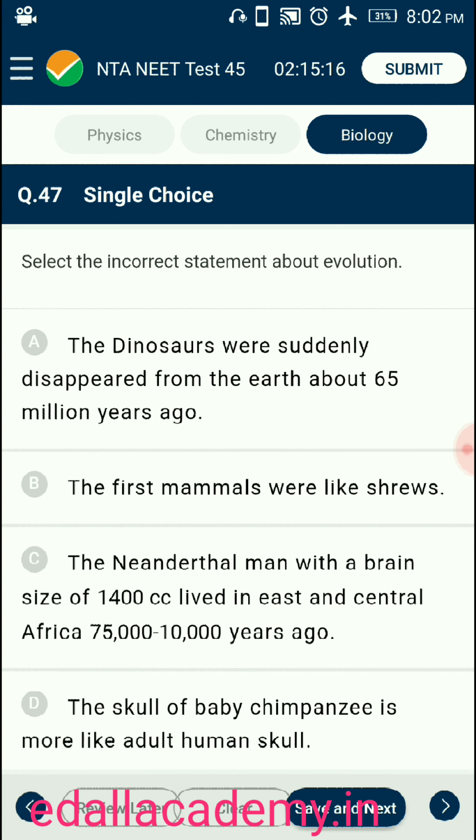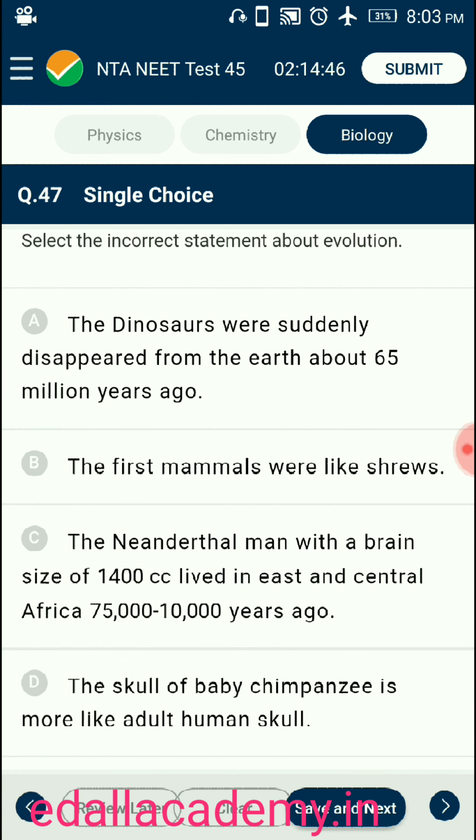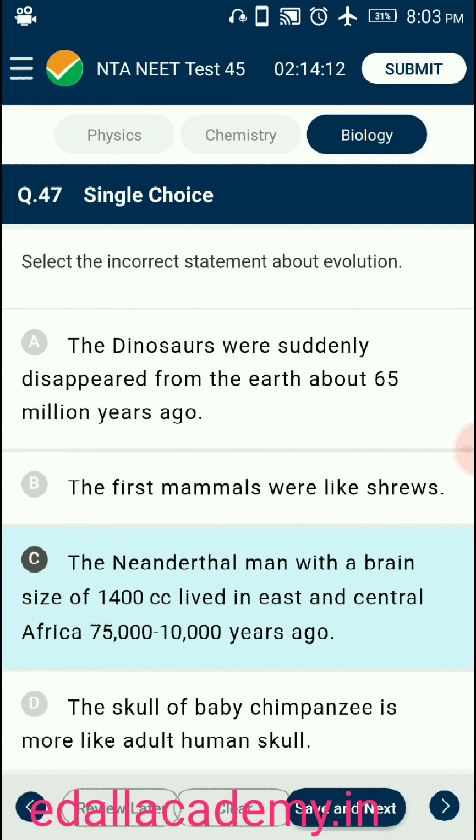Question number 47. Select the incorrect statement about evolution. The Neanderthal man with a brain size of 1400 cc lived in East and Central Asia around 1 lakh to 40,000 years ago. They used hides to protect their body and buried their dead with flowers and tools. It is believed that they had some religion. So the answer for this question is option C. The Neanderthal man with a brain size of 1400 cc lived in East and Central Africa 75,000 to 10,000 years ago. So this statement about evolution is wrong.